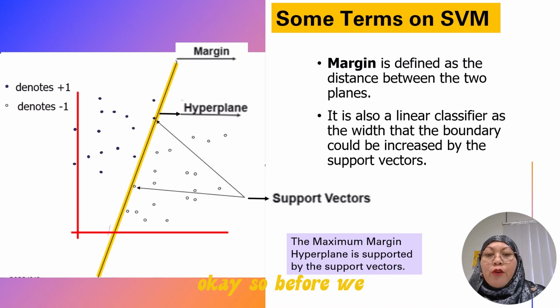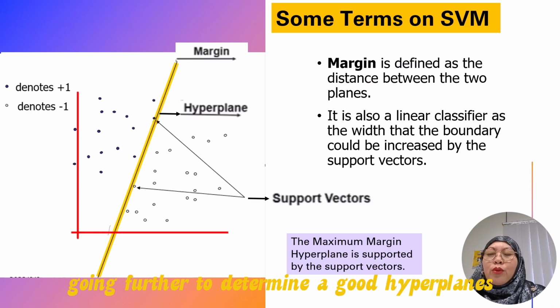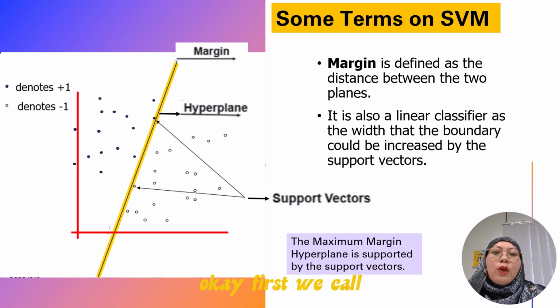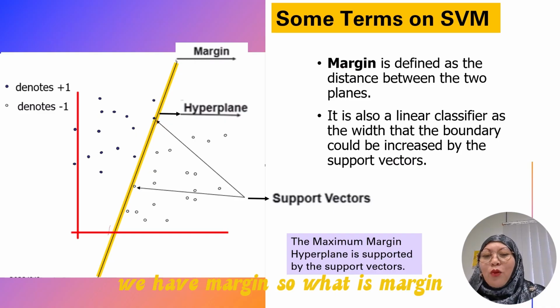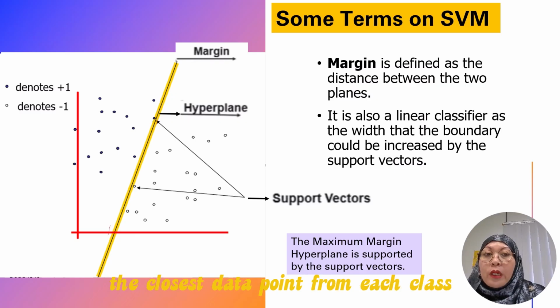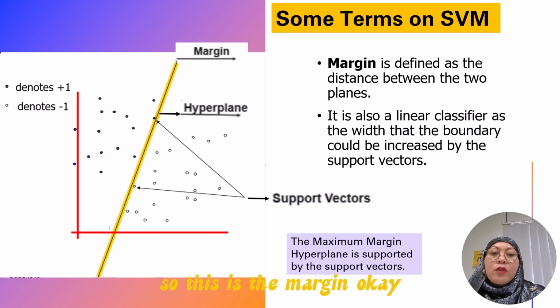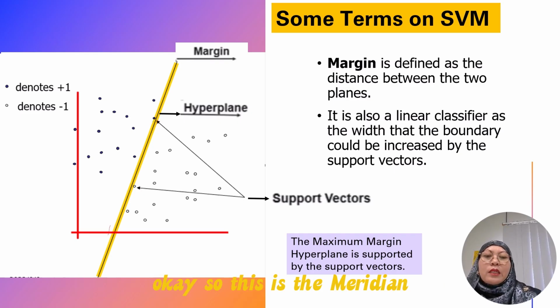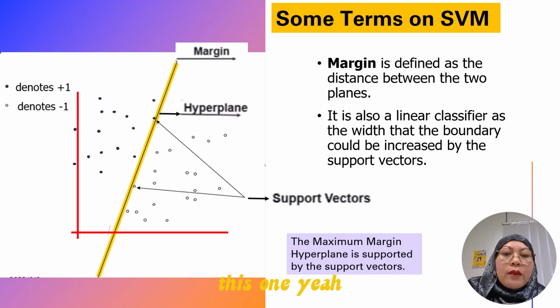Okay, so before we go further to determine a good hyperplane, it's better that we first understand some concepts. First, we have margin. So what is margin? The margin refers to the distance between the closest data points from each class to the separating hyperplane. So this is the margin.